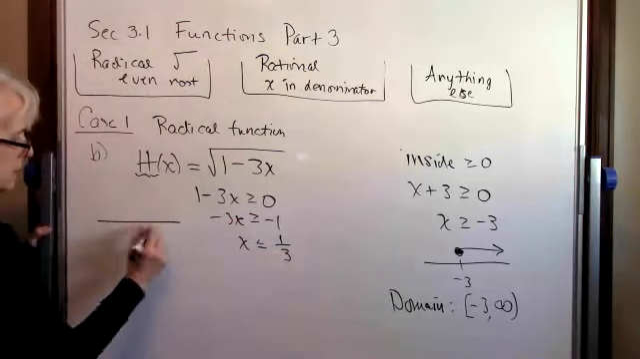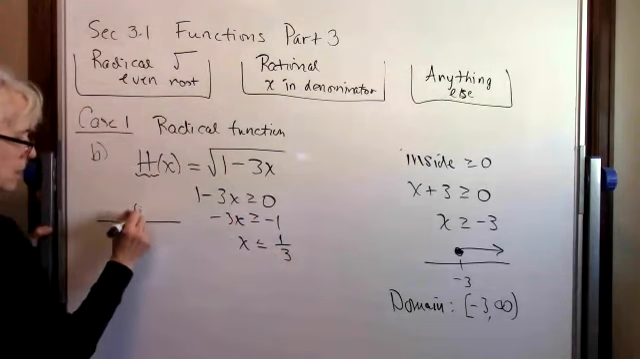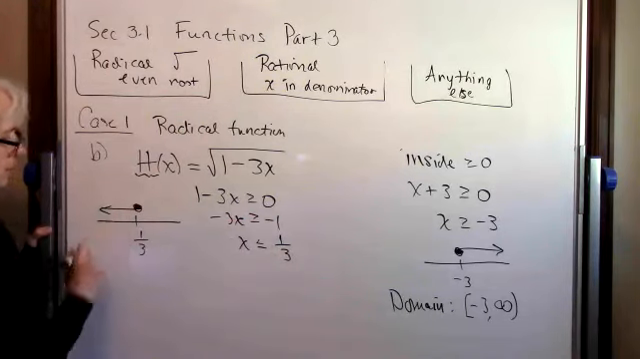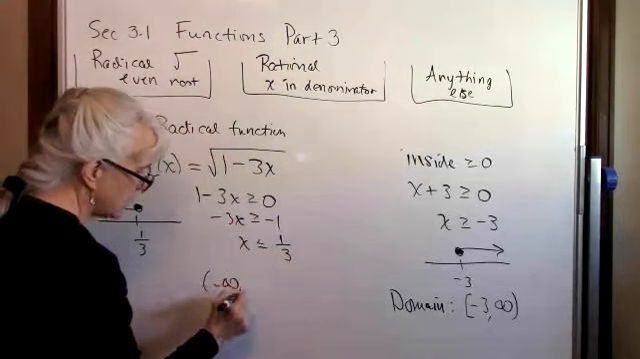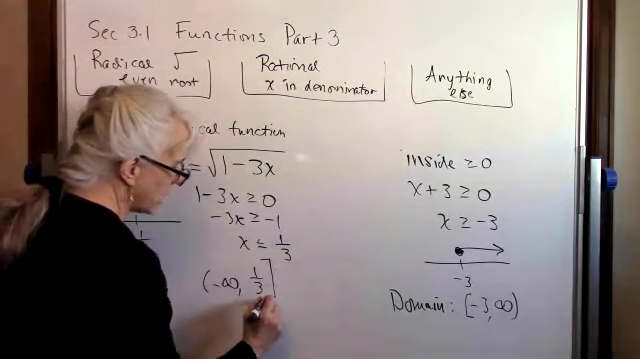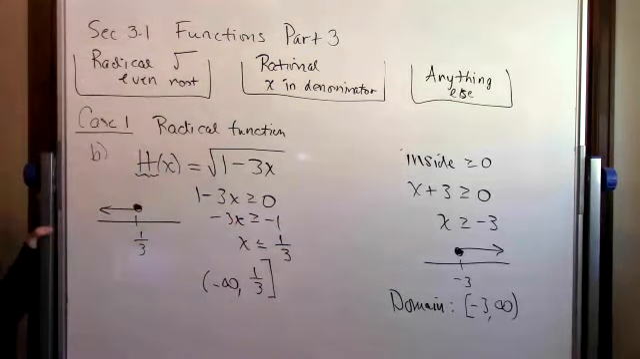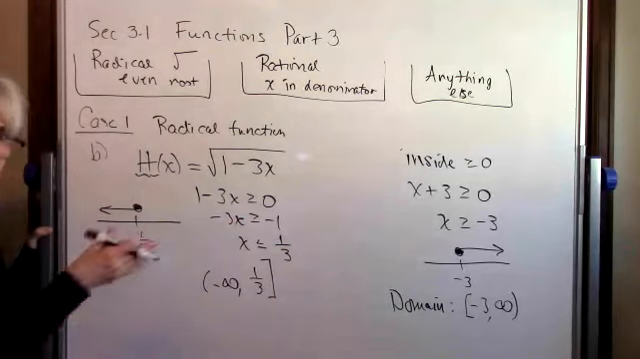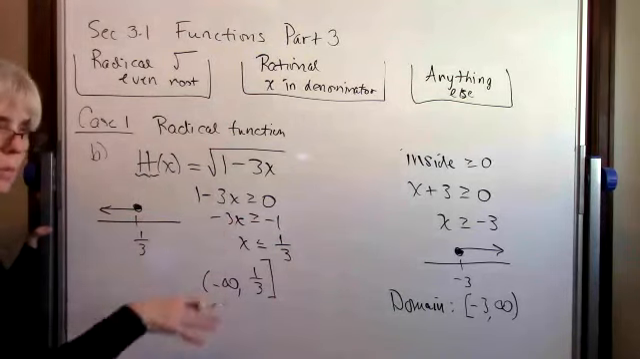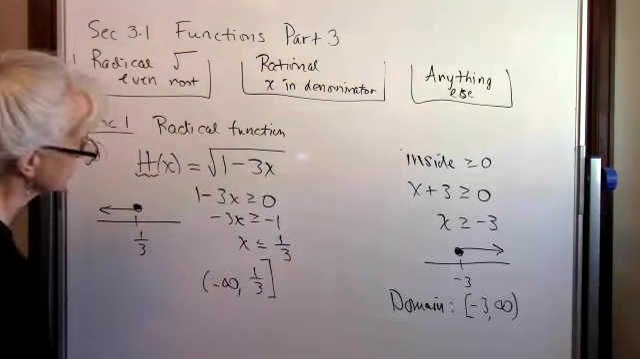So what we're saying in this case is here's our 1/3. It's a closed circle, but we're going to go to the left. So we have negative infinity to 1/3. Now, if it were an odd root, we'll talk about that here in a minute, but odd roots, you don't do this process. It's a different process for odd roots. This is just even roots.